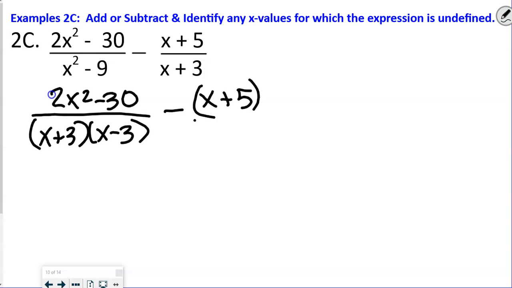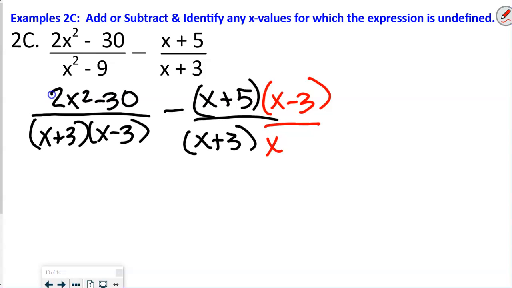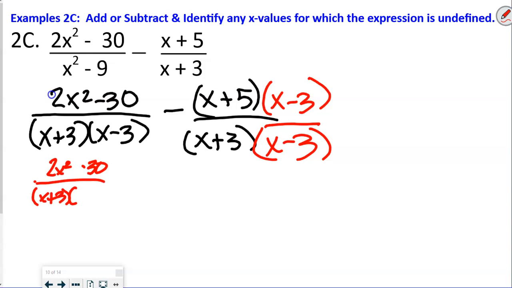I'm going to put it in parentheses. We have the x plus 3. What do we have to add here to make it look like what's on the left? Don't we have to do x minus 3 over x minus 3? Okay, so now we're going to simplify this. So we get 2x squared minus 30 over x plus 3, x minus 3.